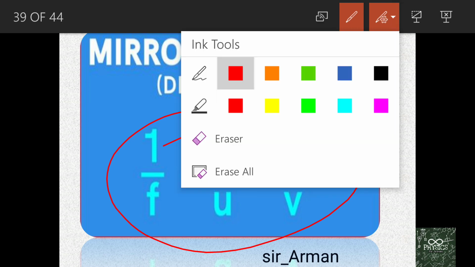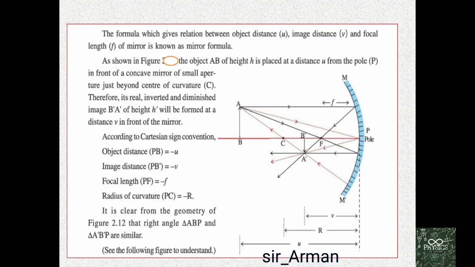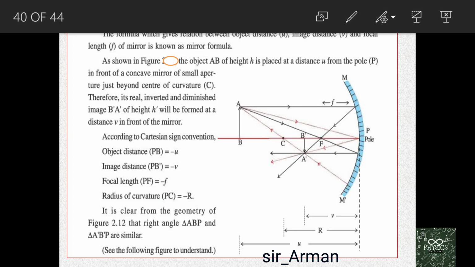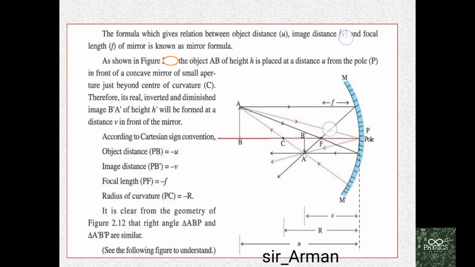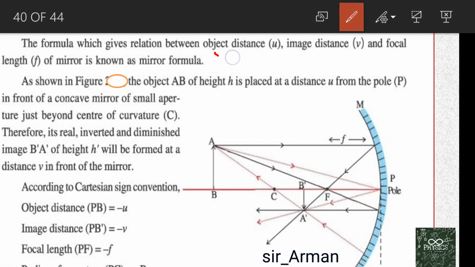So if you want to understand the derivation, you can watch the full video, or you can solve the numericals from the next video. You can understand how to use this formula. Right, in this video I will guide you how to derive this mirror equation. So with the definition, the formula which gives the relation between object distance u, image distance v and the focal length f is known as mirror formula.